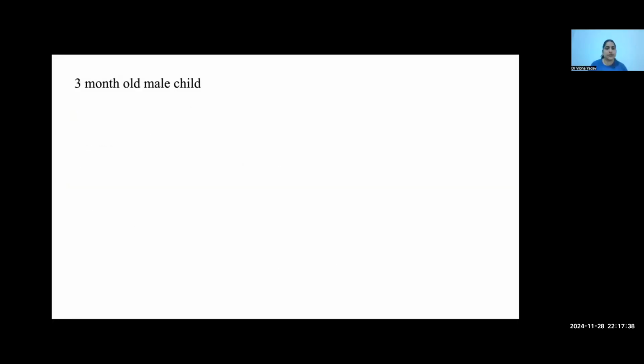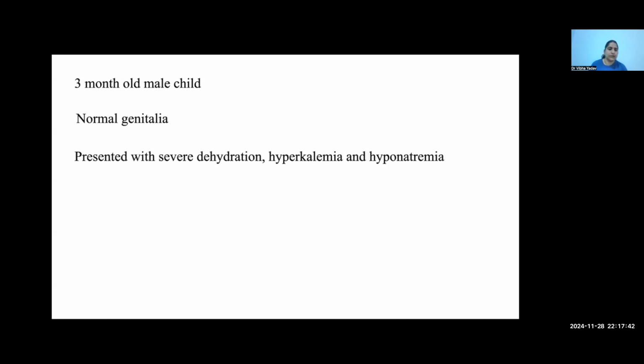Okay. So there is a 3-month-old male child who presented with normal genitalia, and he also presented with severe dehydration. On electrolytes we found that he has hyponatremia along with hyperkalemia. What is the most probable diagnosis in this case? So we have a 3-month-old male child with normal genitalia with severe dehydration, hyperkalemia and hyponatremia. Dr. Aisha has mentioned CAH. Any other diagnosis?